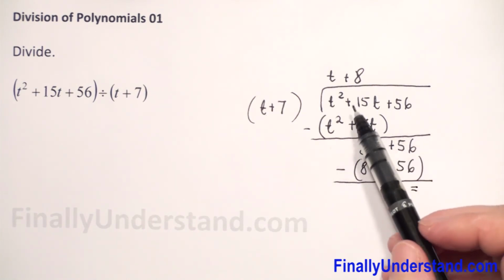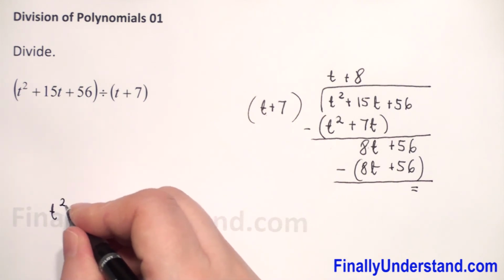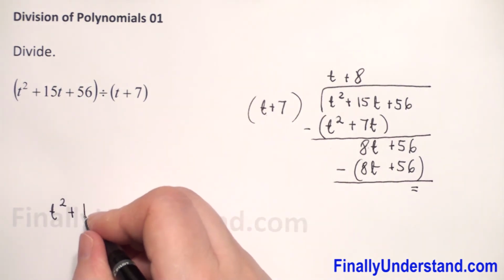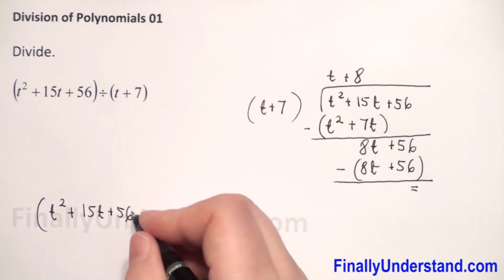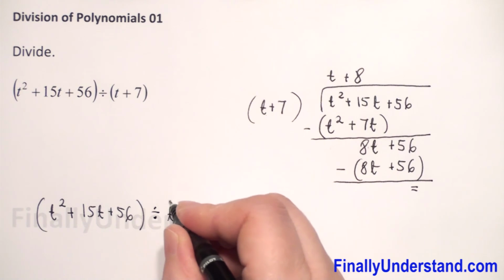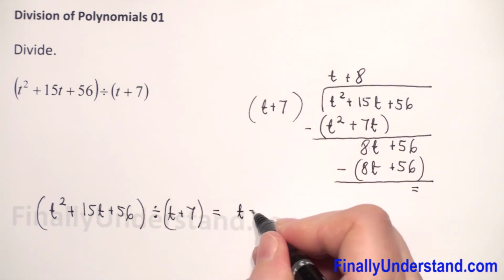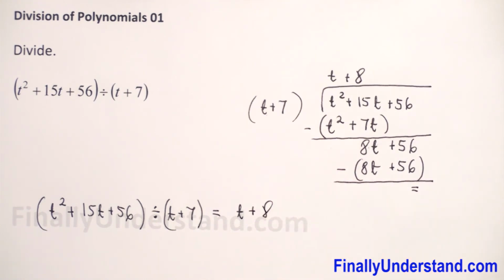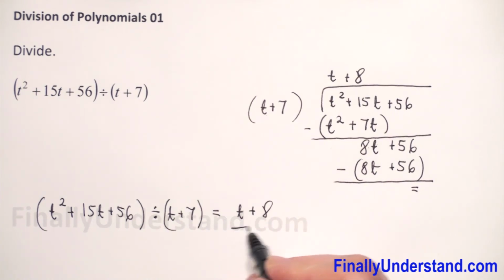So now our division, t squared plus 15t plus 56 divided by t plus 7, we can rewrite that this is t plus 8. So our solution for this problem is t plus 8.